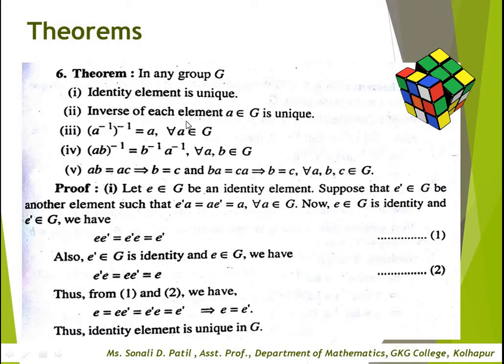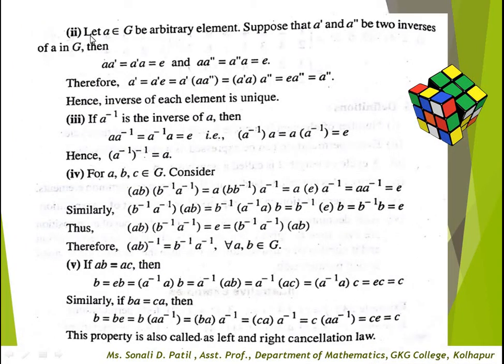Now next is the inverse of each element a belongs to G is unique. So second proof, let a belongs to G be an arbitrary element. Suppose that a dash and a double dash be two inverses of a in G, then a dash a is equal to e, and a double dash a is equal to e. How can we write this? By using the inverse property. So therefore a dash is equal to a dash e, here by using the identity property, is equal to a dash of a a double dash.